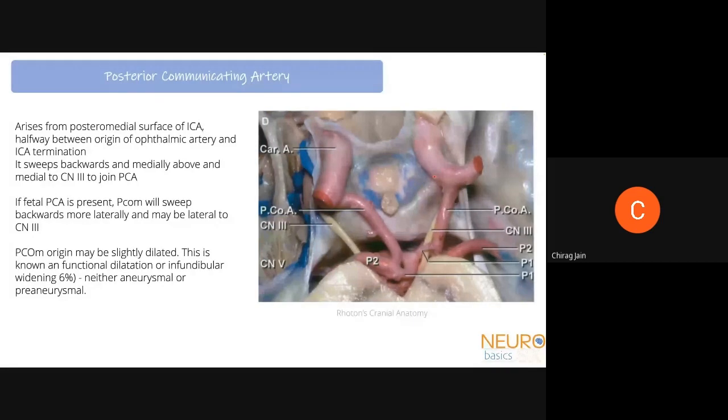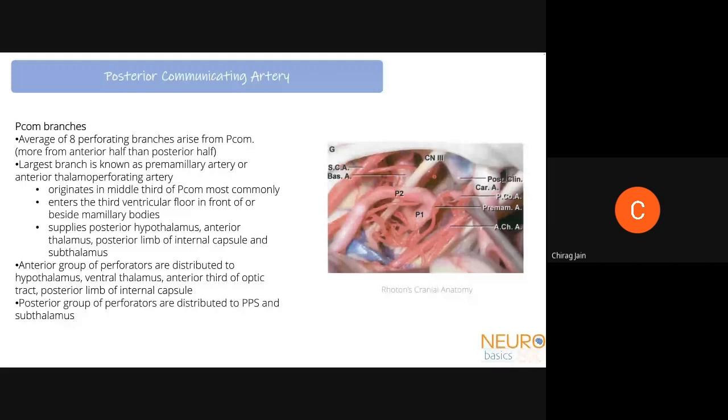The posterior communicating artery has a lot of important structures of supply, and the perforators which arise from the PCOM are also quite important. About 8 perforators will arise from the PCOM, and they will arise more commonly from the anterior part of the PCOM than from the posterior part.